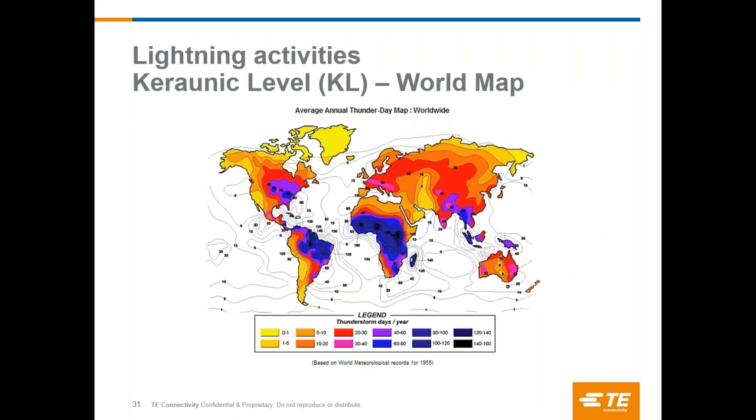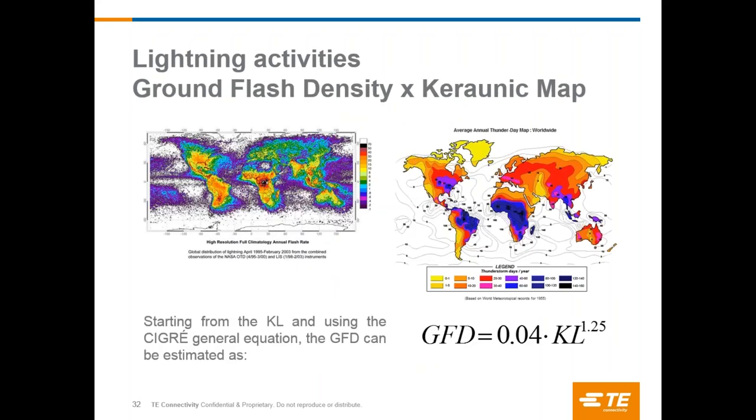This picture shows the keraunic level world map, but in the same case as the ground flash density map, there are specific keraunic maps for specific regions or countries, and this information shall be used in absence of the ground flash density map. Starting from the keraunic level and using the Sigre general equation, the ground flash density can be estimated for the region based on the equation shown in the bottom right side of this presentation. Ground flash density is 0.04 times the factor in which you consider the keraunic effect.